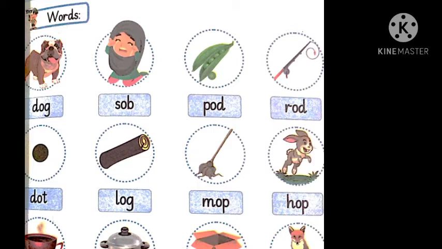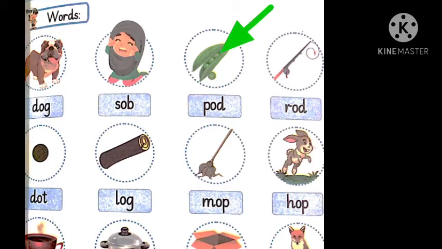Now some words are given with pictures. Look at the first picture. What is it? It's a dog. So how to read dog? D, og, dog. In the second picture the girl is sobbing or crying. So how will we read sob? S, ob, sob.